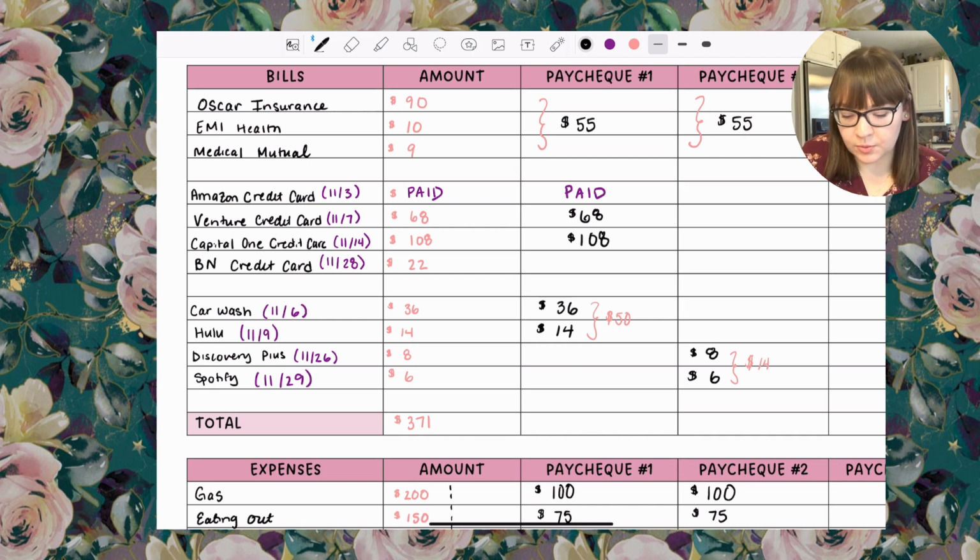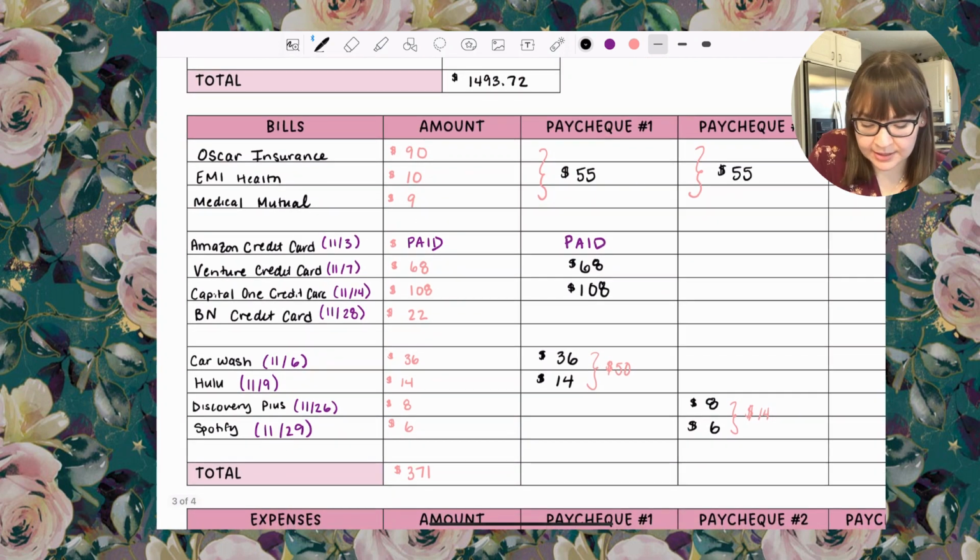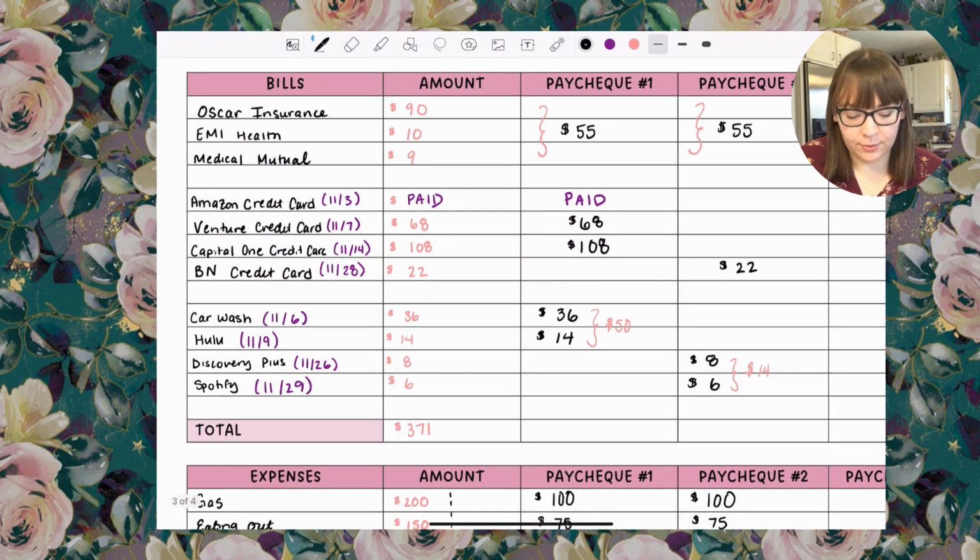And the Barnes & Noble one falls within the second pay period, so I will put that over there as well, just so I know and make sure I'm paying off these bills when I should be. And then again, I do break it down for my memberships as well. So let's quickly do some math here to figure out how much has to go towards billing.